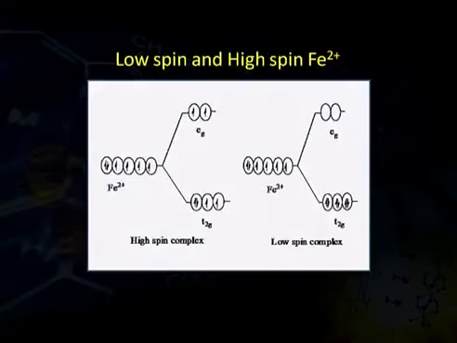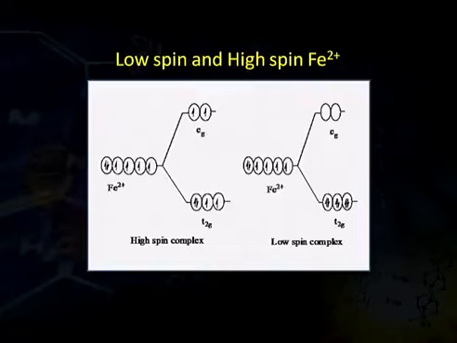This can be understood very clearly from here. In this figure, we have 2 complexes, the high spin complex and the low spin complex. In the high spin complex, this is the ferrous ion containing 6 electrons in the valence d orbital.